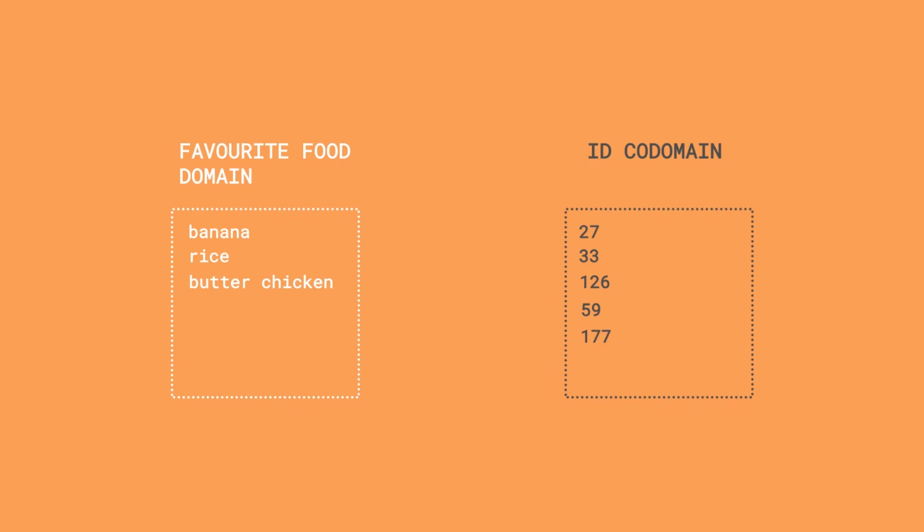Now let's talk about our function, which is going to map the argument from the domain to result in the codomain, like so. Our function is going to add up the characters in order to produce a result. Let's say A is 0, B is 1, C is 2, and so on and so forth. That means that banana is going to be mapped to 27, rice is going to be mapped to 33, and butter chicken is going to be mapped to 126. Now you may see that 59 and 177 are not mapped to, and that's absolutely fine, since there's a rule that says that not every value in the codomain must be mapped to.